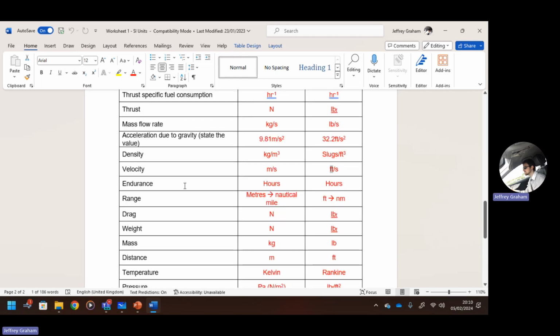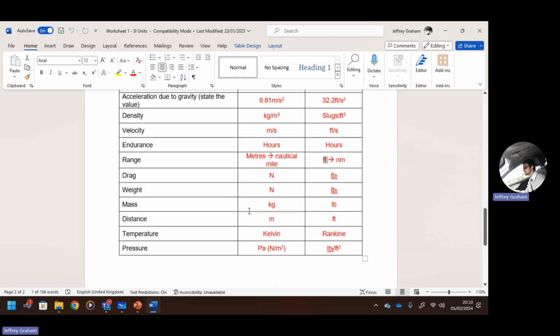A little bit further down, range and endurance. We've got a session on both of these later in the unit. Endurance being how long you can last. And we'll talk about time, hours. Typically, it would be seconds, but obviously, they don't generally talk about an aircraft flying for 3,600 seconds, for example. Range, how far we can go. So that's typically measured in nautical miles, although your calculations will come out in meters or feet.